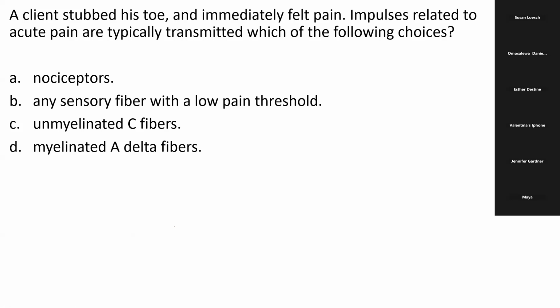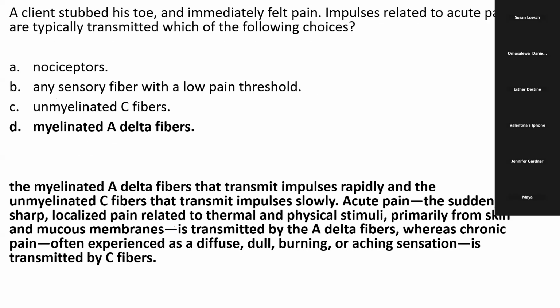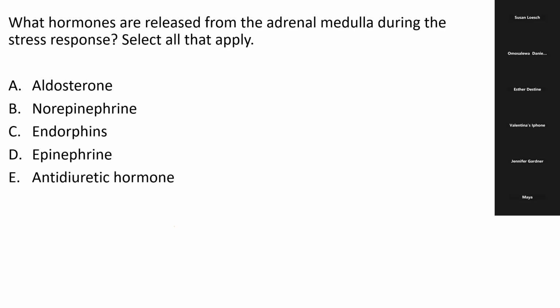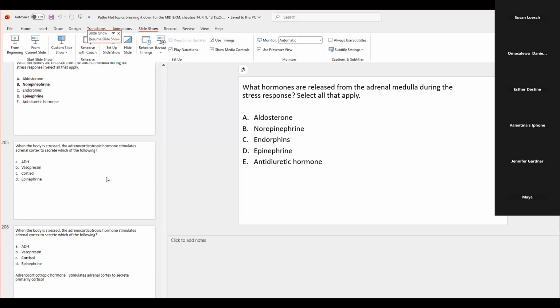A client stubbed his toe and immediately felt pain. Impulses related to acute pain are transmitted from which of the following? D. Myelinated A delta fibers. Okay, so let me see what else I got on here because this is really not going to be related to pain. This is for something else.